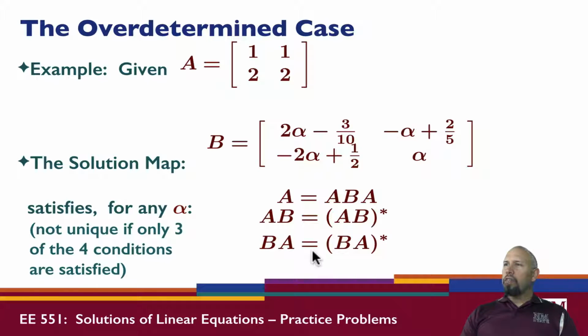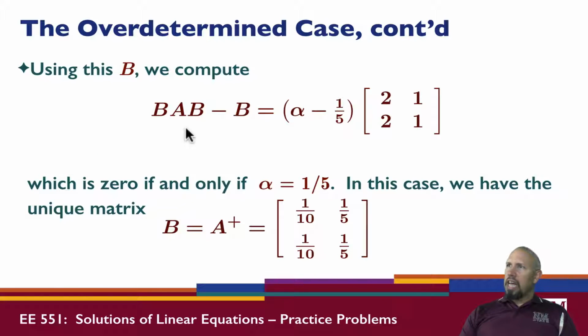If we look at the fourth condition, that is BAB minus B should be 0, if I form this quantity, it turns out I can factor out the quantity alpha minus 1/5. So this can only be 0 if alpha is equal to 1/5. There's one value of alpha, in which case we get this value, and this value is in fact the pseudo-inverse of A. So this again shows that the pseudo-inverse is unique. In order to satisfy all 4 properties, there's only one matrix that will satisfy all 4 properties.